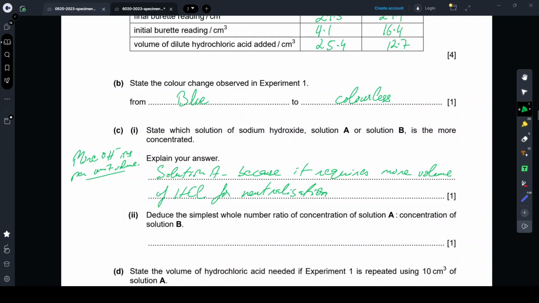Okay. Now deduce the simplest whole number ratio of concentration of solution A to concentration of solution B, right? So the ratio is 25.4 over 12.7, right? So what is that going to give you? 2. So that means solution A is twice as concentrated as solution B. And so the ratio is 2 is to 1.